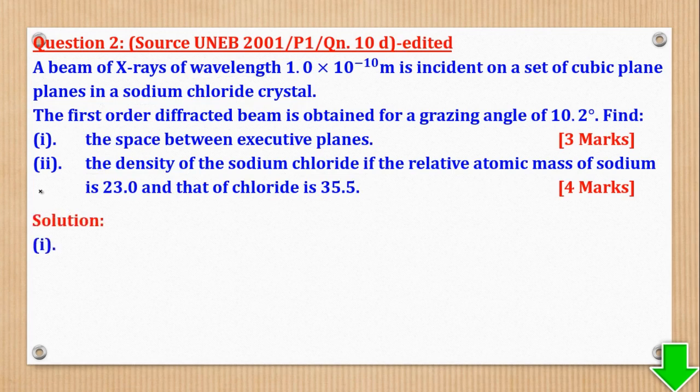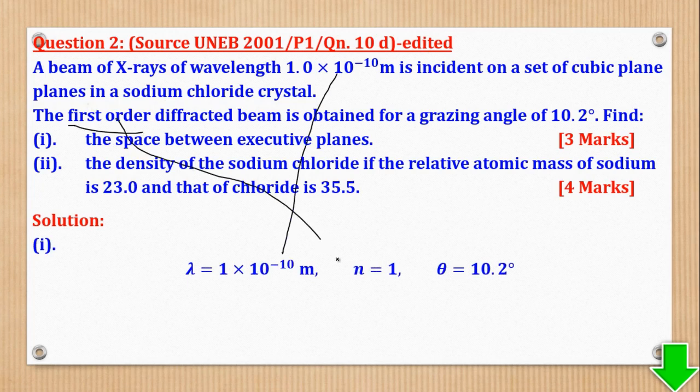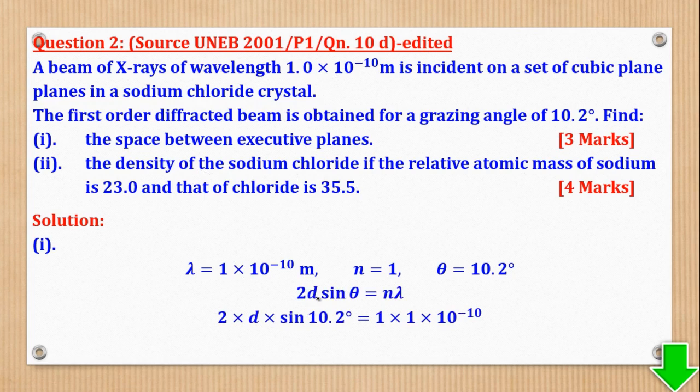So we shall start with Roman 1. We are given the wavelength. They talked about first order, that's why n is 1. There is this angle, that is why theta is 10.2. Therefore, quote the formula from Bragg's law and then substitute for theta, for n, and for lambda. Then make d the subject. That is the space between successive planes or consecutive planes.